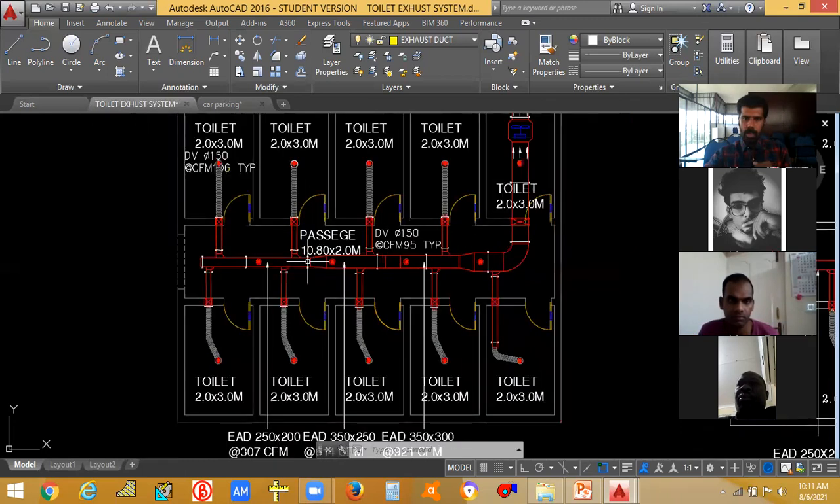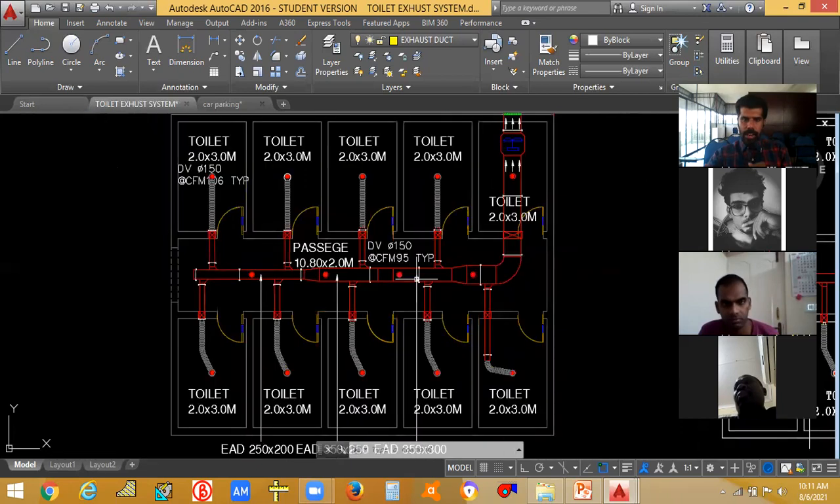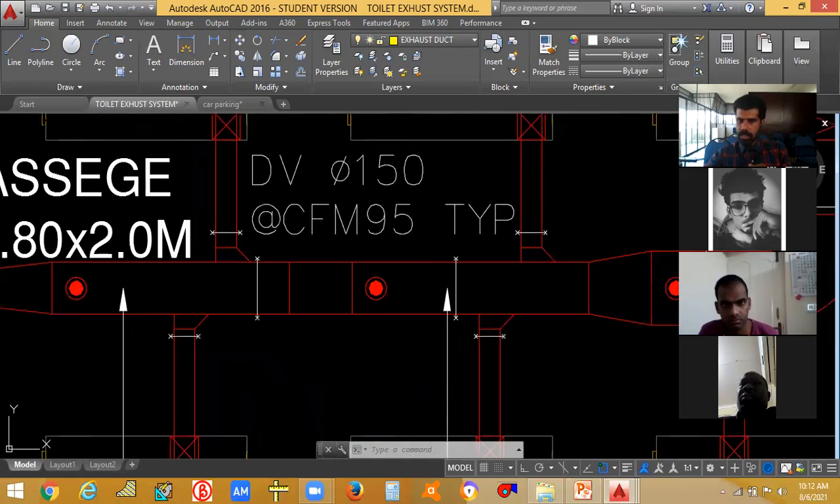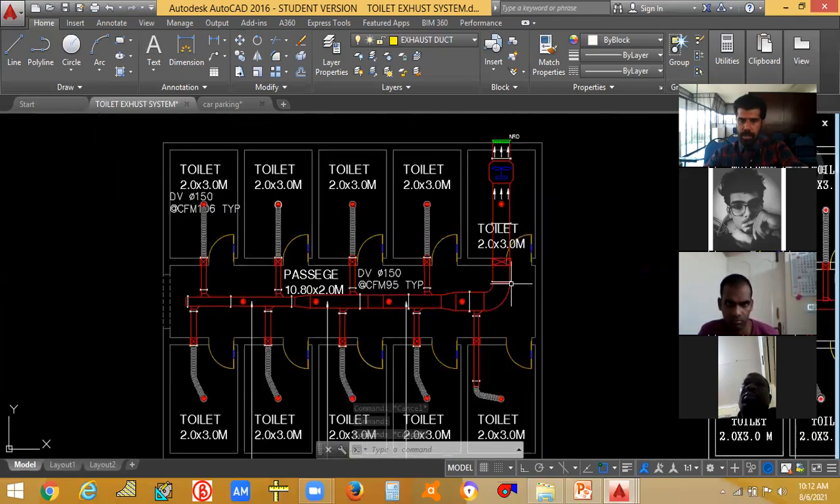Okay. What about this main duct size? Add this CFM, this CFM, this CFM, this CFM, all these 6 toilet CFM plus these 3 areas. We'll be getting the duct size of this. What about this duct? You have to get the CFM of this complete area plus these 4 toilets plus these 4 toilets. So that is this duct size.